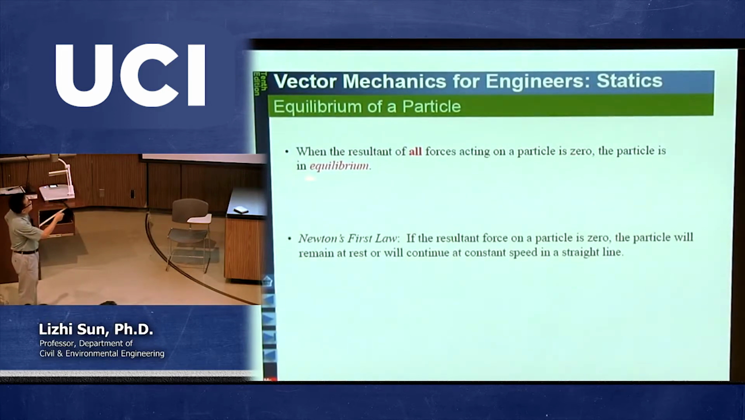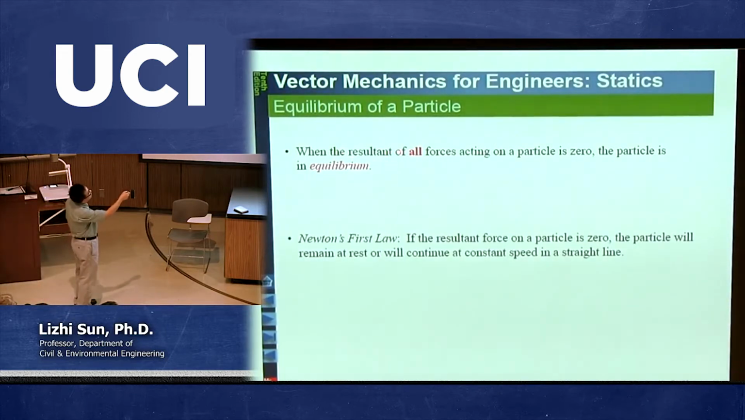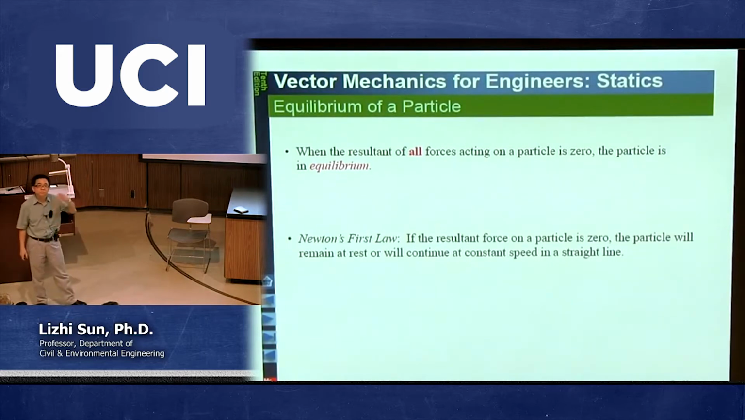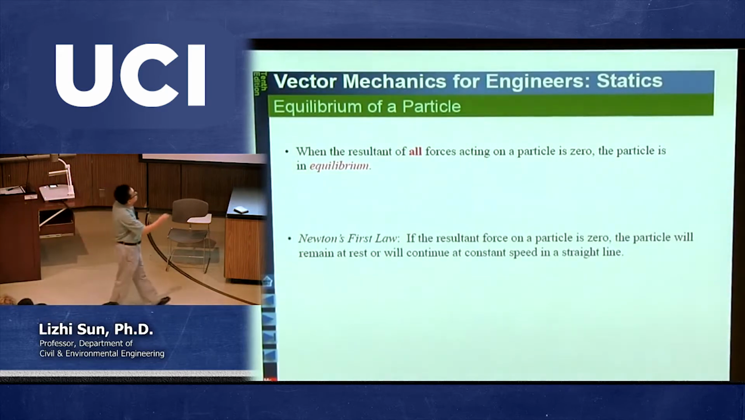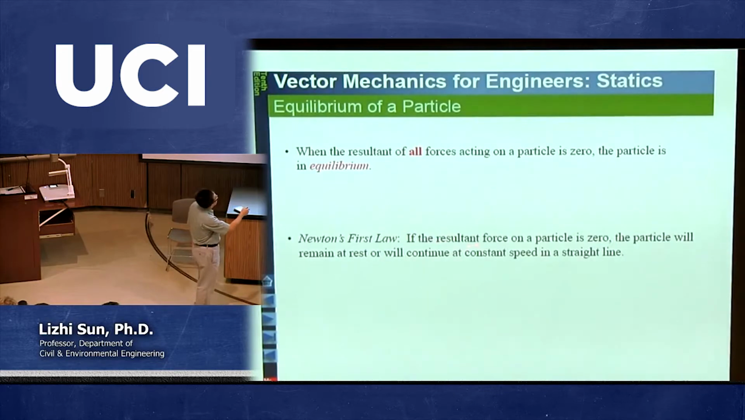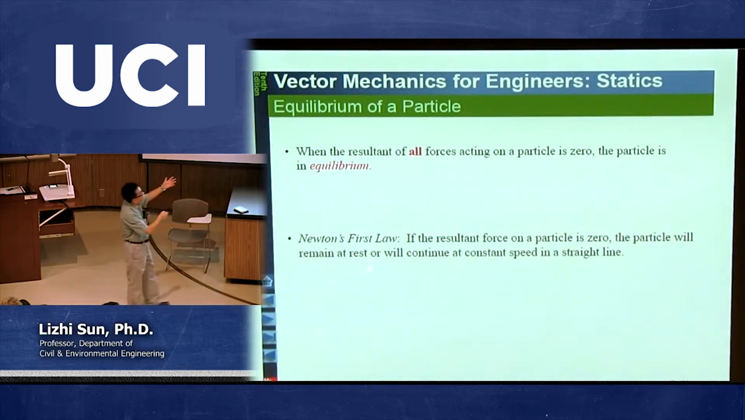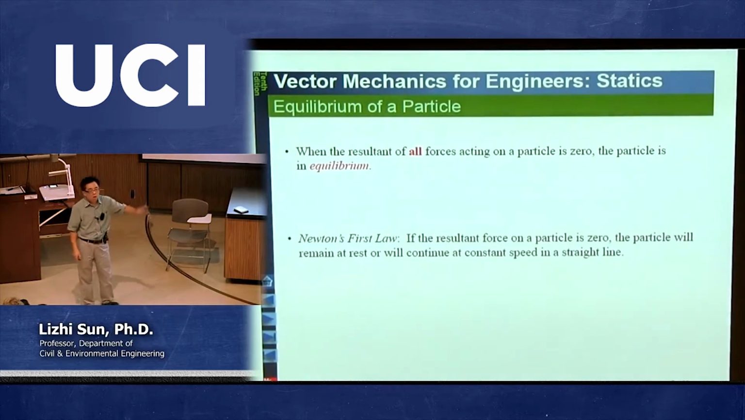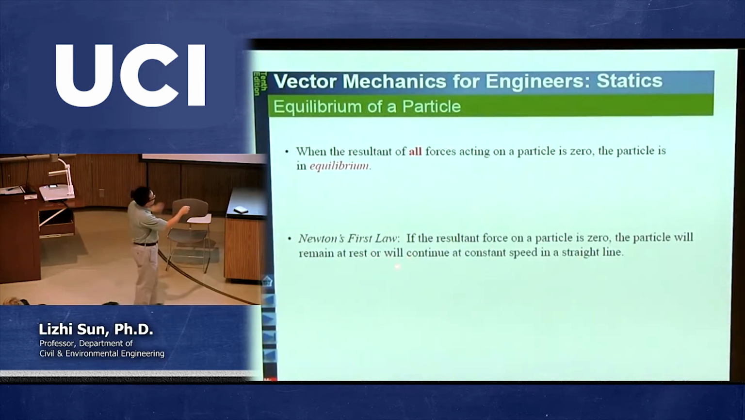And that is what we are going to introduce. If the particle is in equilibrium, what does that mean? Why do all the forces together have a resultant equal to 0? Because that's Newton's first law. Newton's first law, the first fundamental principle, is basically talking about how if the resultant force on the particle is 0, then the particle will remain at rest. That means no movement at all. Or it will continue to move at a constant speed in a straight line. So number one is constant speed.